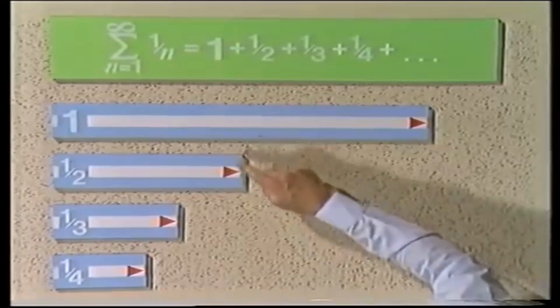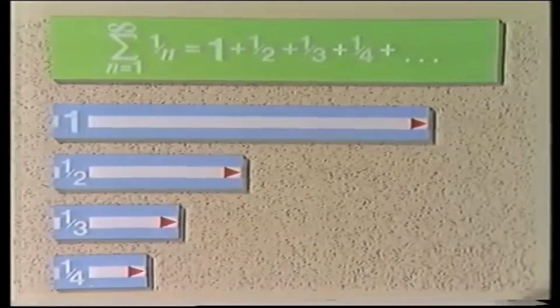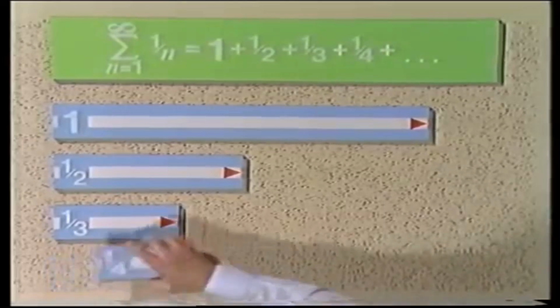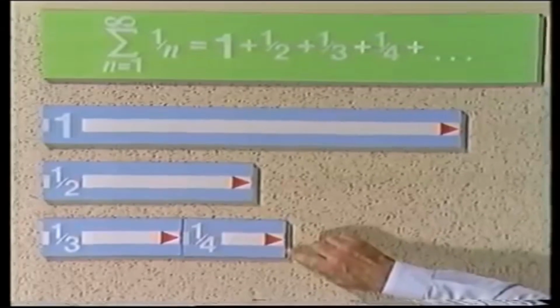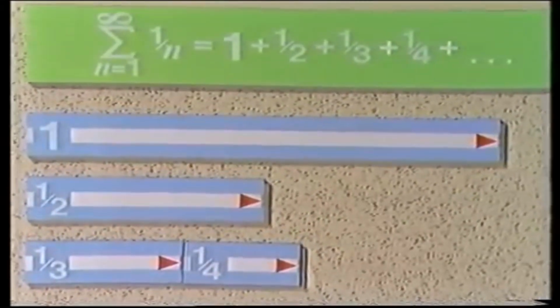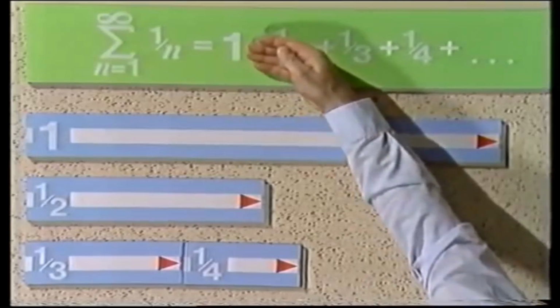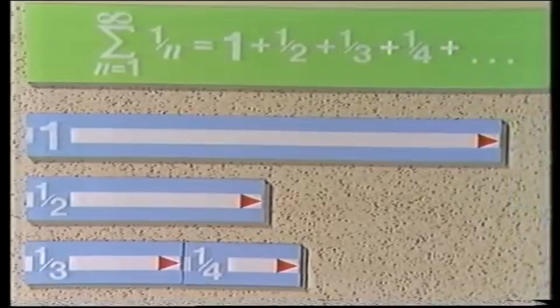Here are the first, second, third, and fourth terms from the sequence. And if I put a quarter up here, you can see that these two together come to more than a half. So the partial sum S4 is 1 plus a half plus a bit more than a half. That's more than 2.